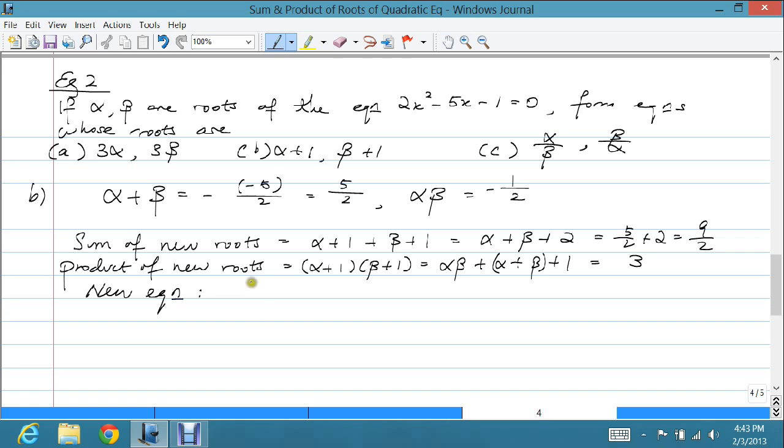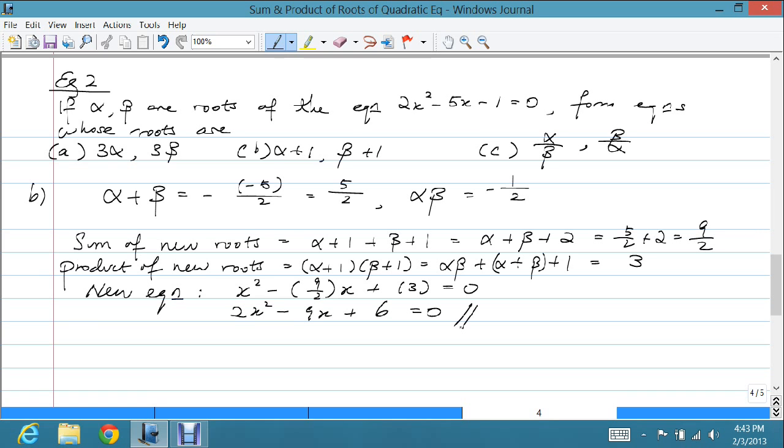Hence the new equation will be x squared minus the sum of the new roots, 9 over 2, plus the product of the new roots, which is 3, equals 0. Again, I multiply both sides by 2, and I'll get this as my final equation.